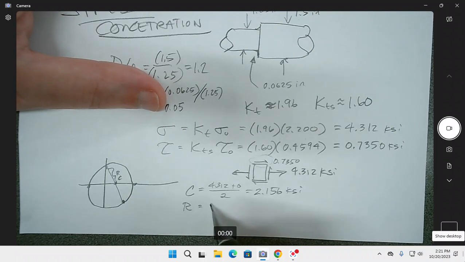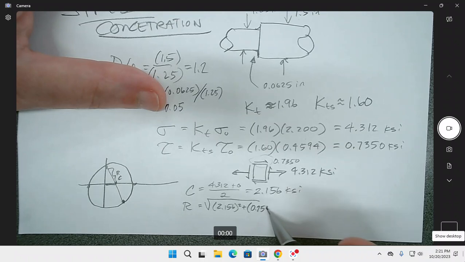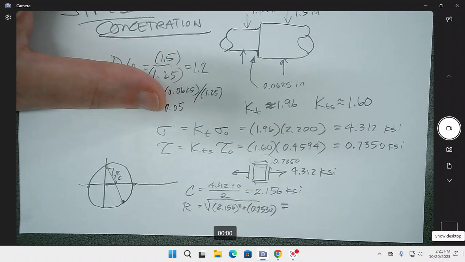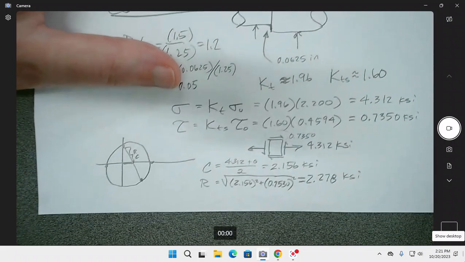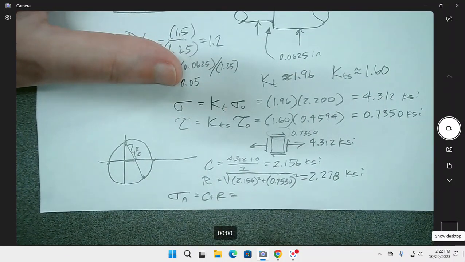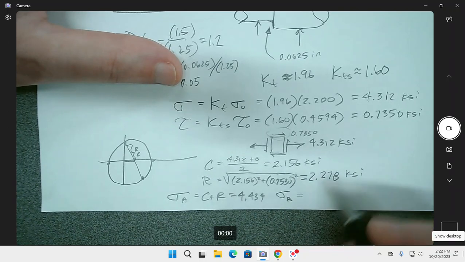And R is going to be equal to the square root. Now we have this length right there, which is what we just found, 2.156 squared, plus the tau, which is 0.7530 squared. Square it and add them together: 2.156 and 2.278. Boom. You say principal stress is 4.434, and the other principal stress is going to be C minus R.